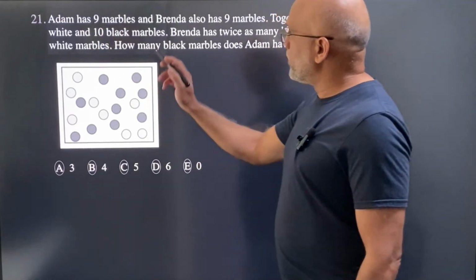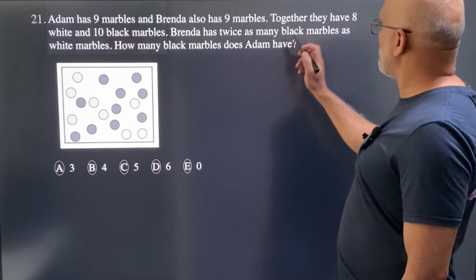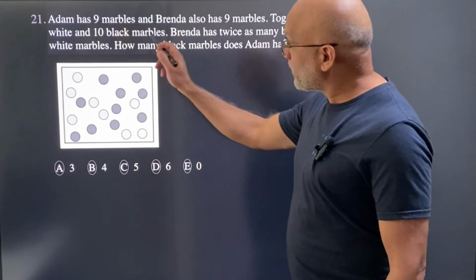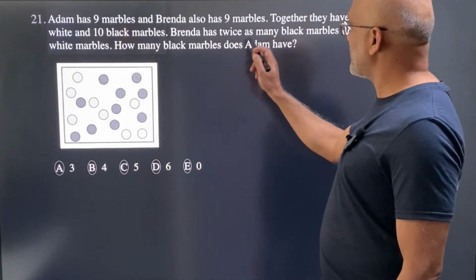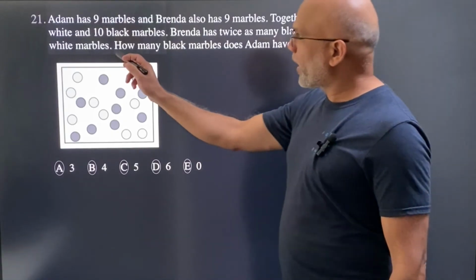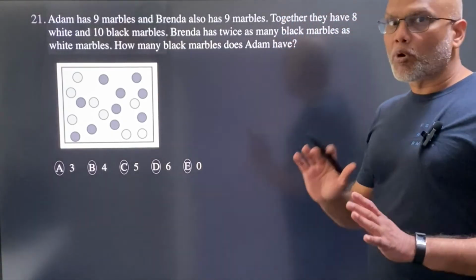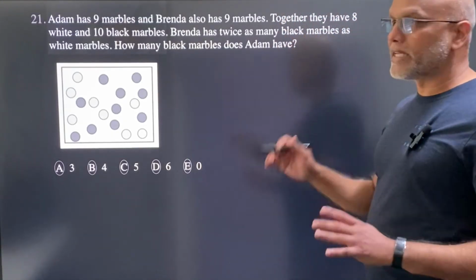Adam has 9 marbles, Brenda has also 9 marbles. Together they have 8 white and 10 black marbles. Brenda has twice as many black marbles as white marbles. Alright, so in a problem like this, it often helps to make a table.